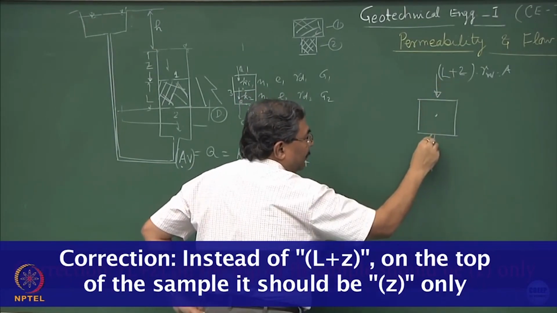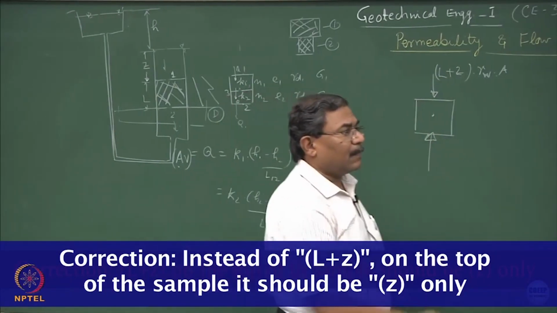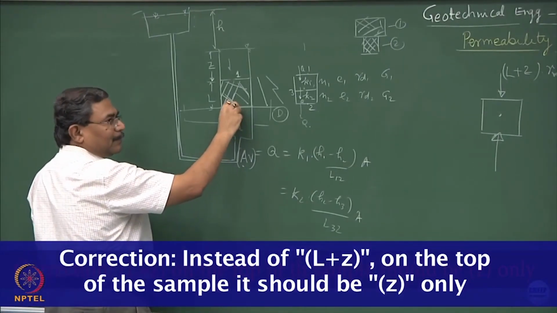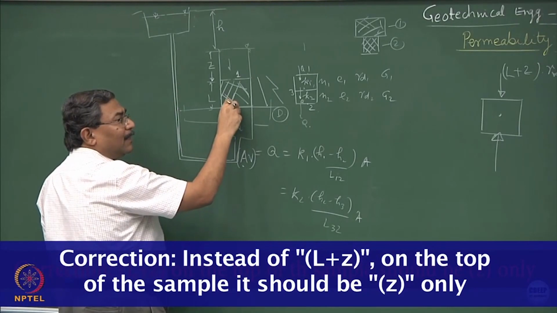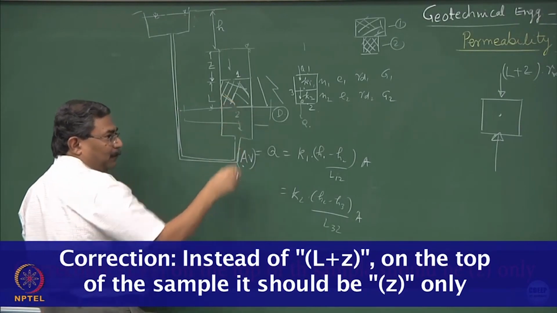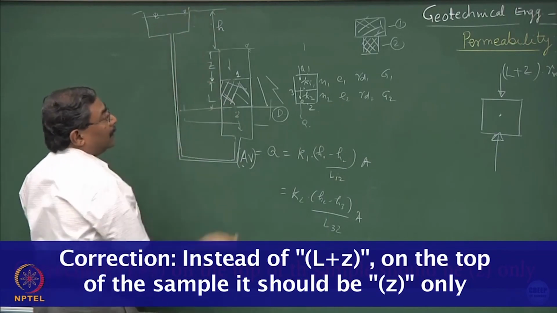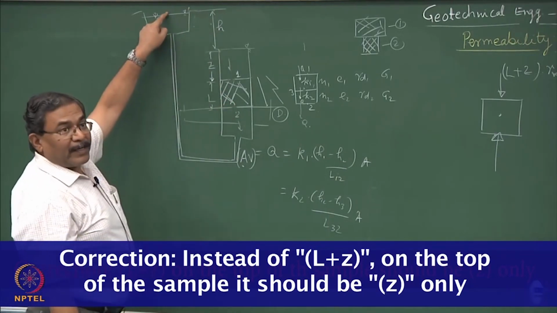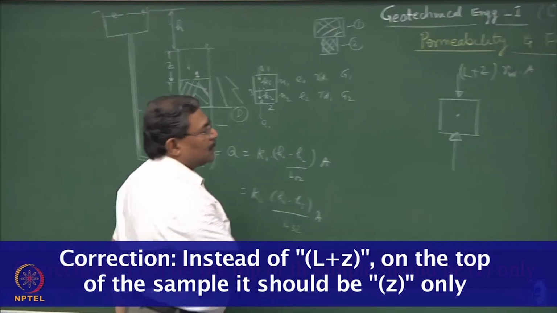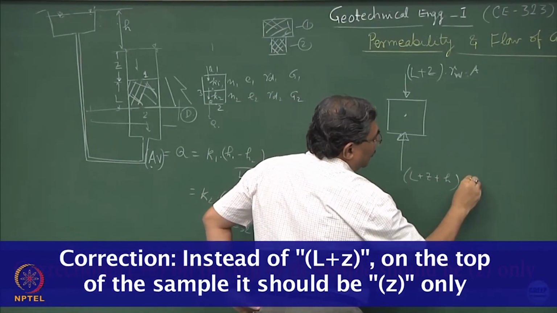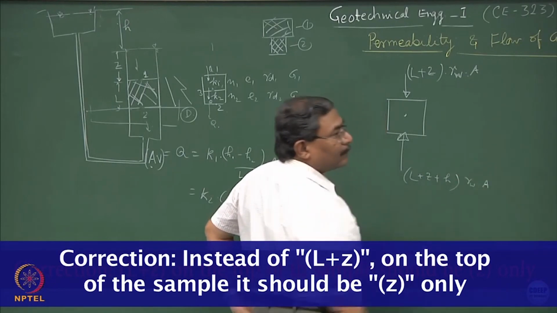What is happening here? At this point, what is the elevation head? 0. What is the pressure head? If you connect this to the piezometric column, what is going to happen? L plus Z plus H. This surface is connected to the atmosphere here. So, this is L plus Z plus H, gamma W into A.